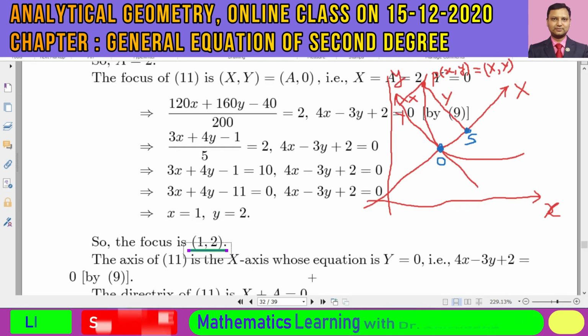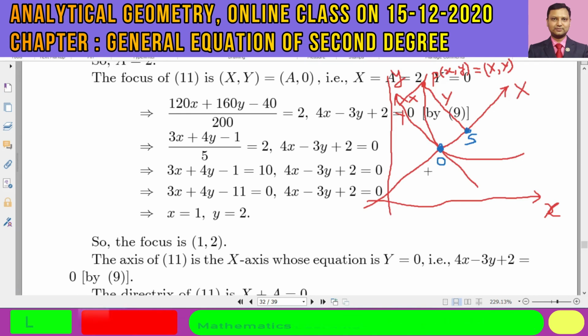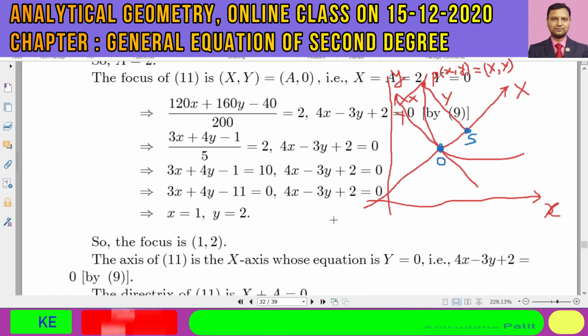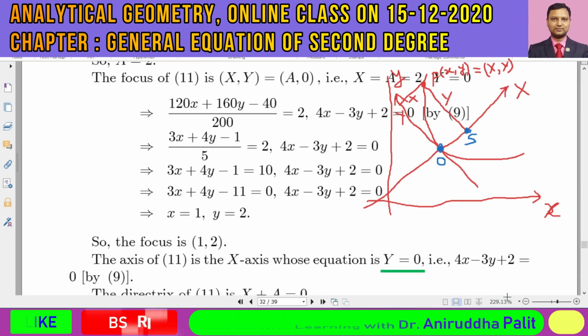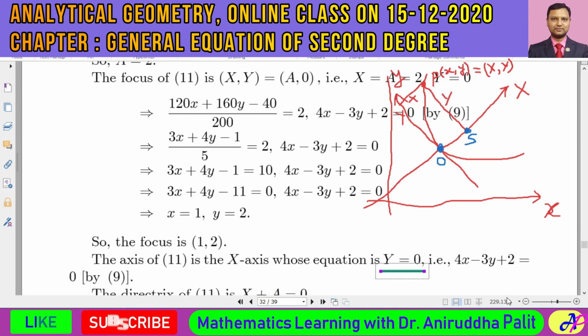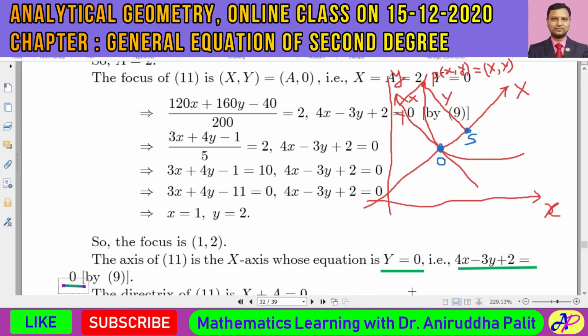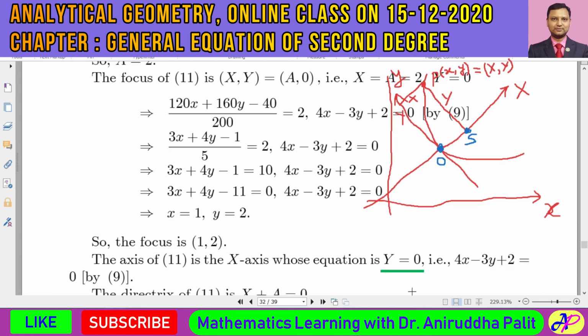Got it? Now we need to find the axis, that is the capital X axis. We need to find the axis of this parabola. What is the equation of the capital X axis? The equation of the capital X axis is capital Y is equal to 0. So this expression equal to 0 would give us the equation of the capital X axis, or the axis of the parabola.